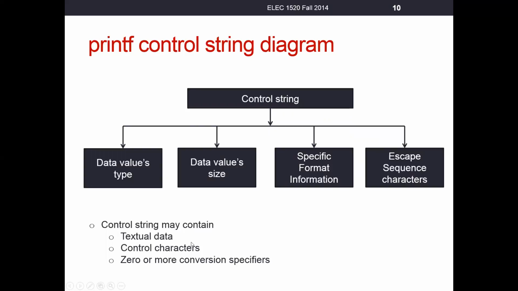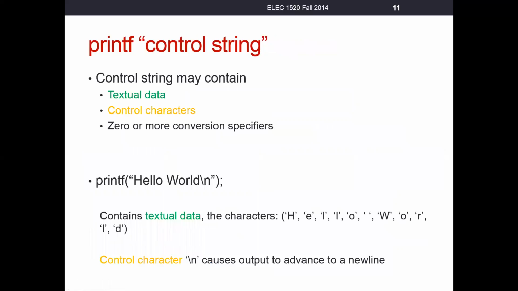We already had that in Hello World. Control characters were some of those escape sequences we used. What we're going to add are these conversion specifiers in our next example. So our textual data, once again, are these individual characters, HELLO. That is the textual data. The control character is a \n.